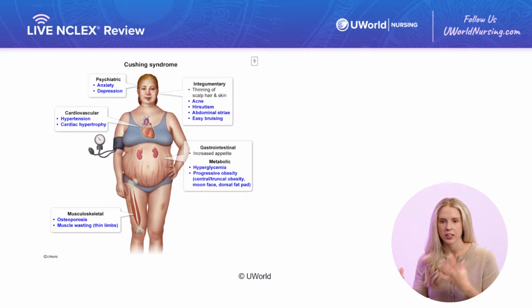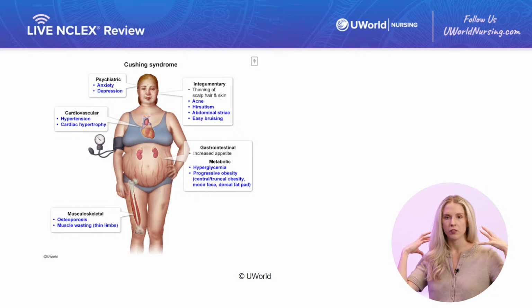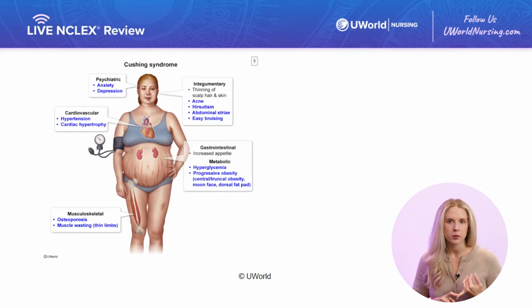extra inflammation there too. And we can see that dorsal fat, which is, no better way to describe it, but it's like a hump on the top of the back. But these are kind of our hallmark signs. When I think Cushing syndrome, I think of those abdominal striae, the stretch marks, the big purple ones. I think that progressive central obesity and the moon face are like our hallmark syndrome.